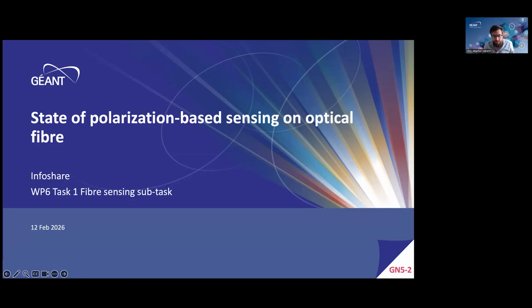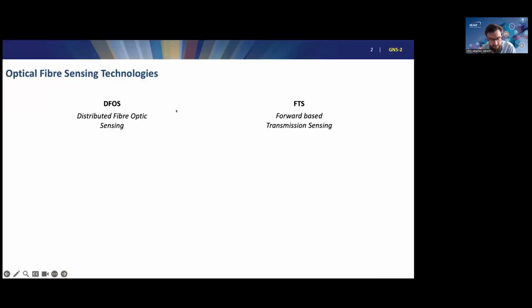I'm the subtask leader for the Work Package 6 Task 1 Fibre Sensing subtask, which is organising this meeting today for this Infoshare on State of Polarization based sensing on optical fibres. There's still a few people coming into the room, but we've got an exciting number of speakers today from different vendors of state of polarization equipment, which I'll introduce in a moment.